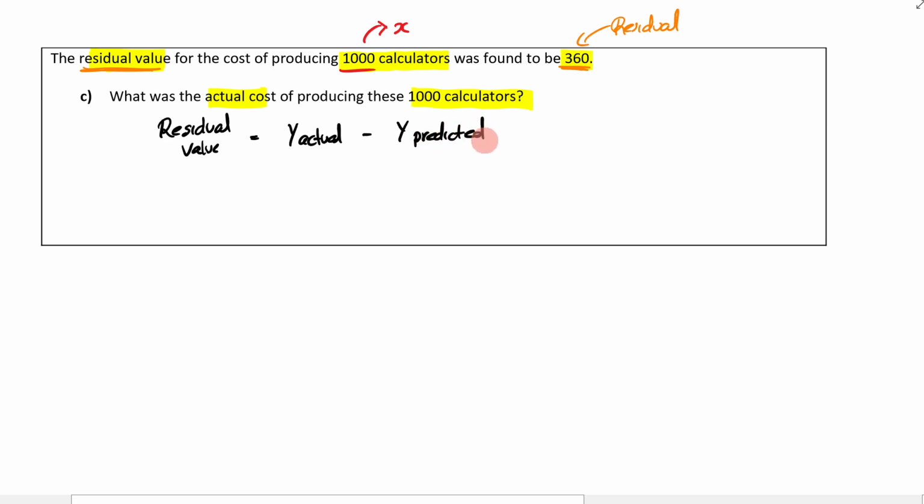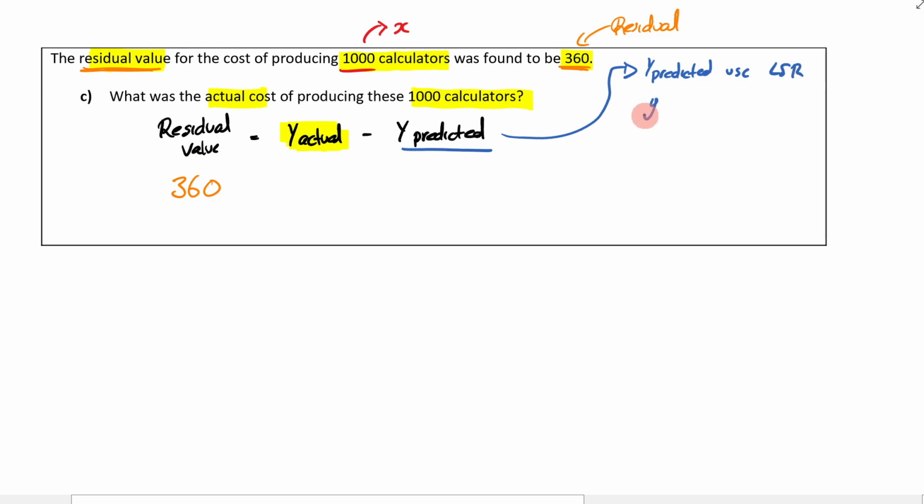And what we're after in this question is the actual cost. So we should know what the residual value is and what the predicted value is to find what this is going to be. Okay, so how are we going to do that? Well, there's the residual value right there. How can we find what the Y predicted is going to be? To do that, make sure you use your least square regression equation.